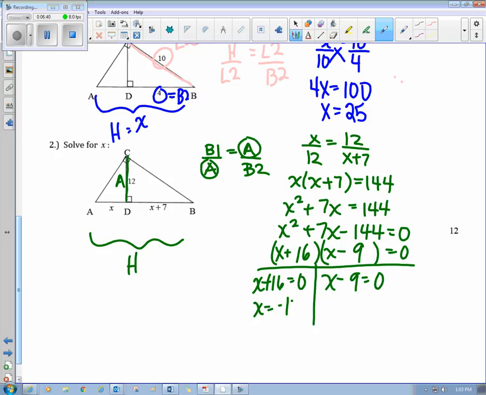Here I get negative 16. Here I get positive 9. Clearly, because we're talking about the side length, this has to be rejected, and my value for x turns out to be 9.